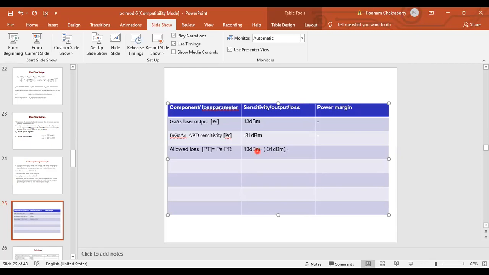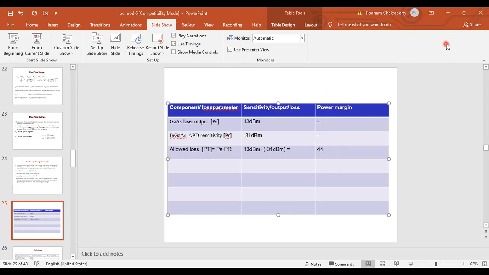So that will give you how much? Tell me. So I have the first PS 13 dBm, PR minus 31 dBm. So the allowed loss PT is the total allowed loss, which is PS minus PR. That is the first calculation I'm doing. So how much will it be? Can you tell me? It is 13 plus 31. Kitna hota hai? 44. So here now I will make my first entry 44.